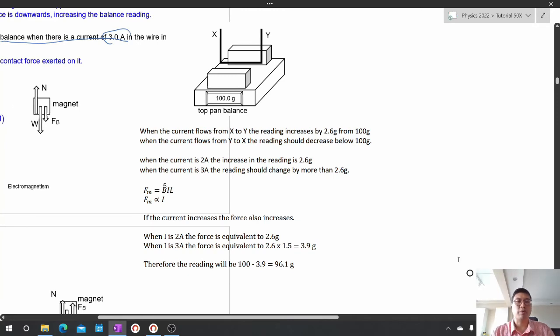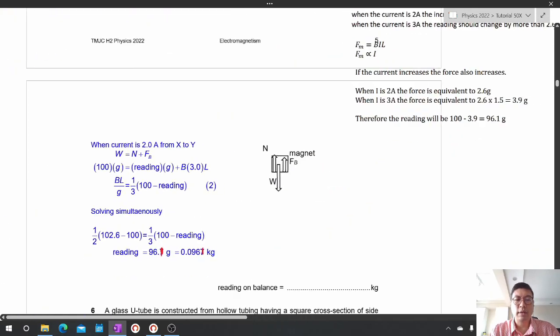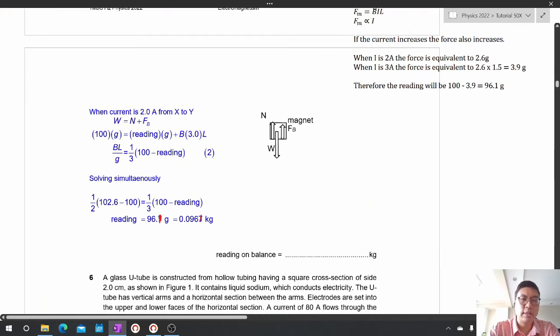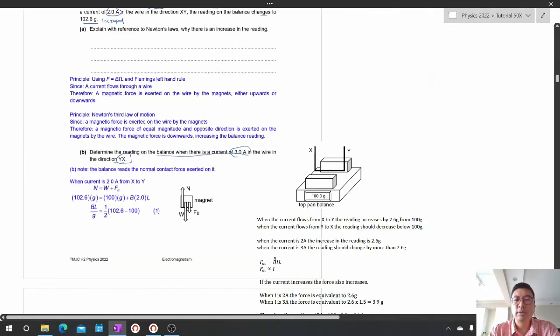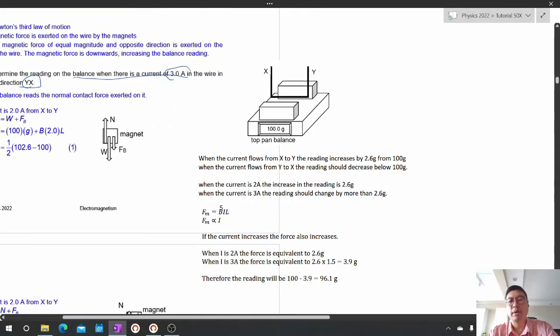96.1 grams. Now please note that the answer given in the answer tutorial is incorrect. The reading should be 96.1 grams, not 96.7 grams. So this is the answer for part 1C.